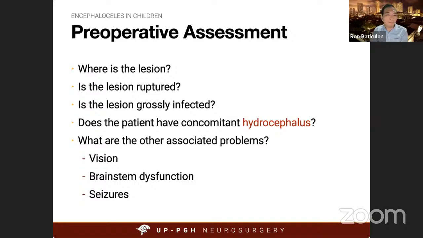Ask yourself, is vision being compromised? If you've got a typical encephalocele, is the vision of the eyes being compromised, which makes you want to do the repair earlier on? Is there brainstem dysfunction? This is more important for your posterior encephalocele. Is there brainstem herniating through the defect? Has the patient got Chiari malformation? Does the patient have seizures?